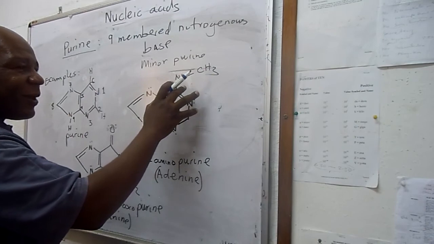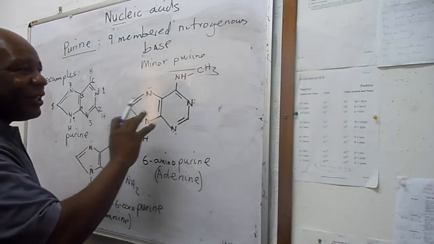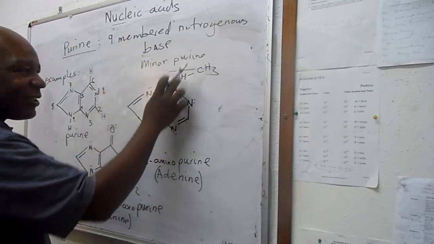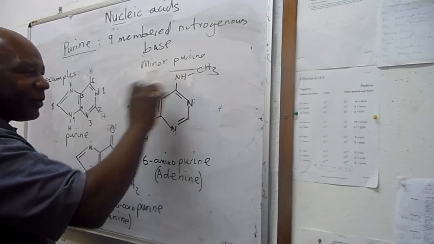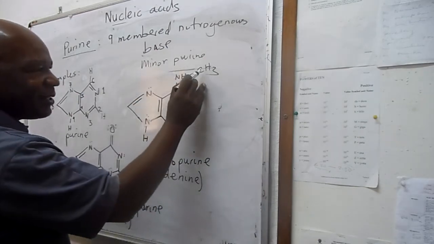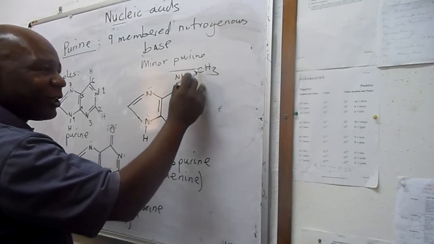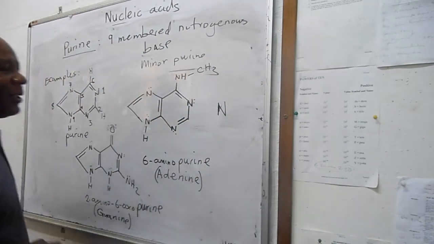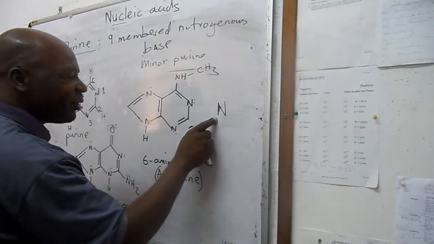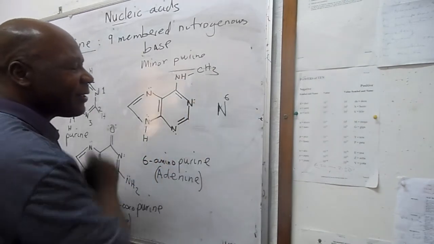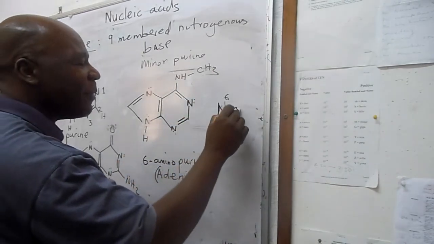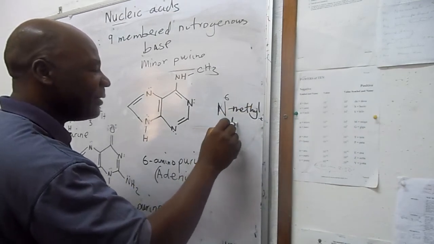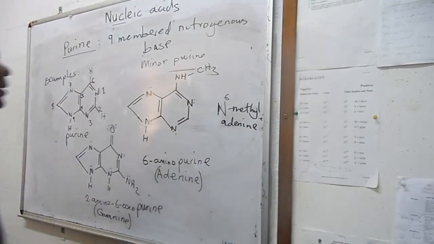To name a modified base in which the modification is on the atom or element that is outside the ring, this is an exocyclic atom, then we need to state where it is connected. Where is this modification connected? It is connected at nitrogen. At what position is this nitrogen? It is at position number 6. Then we'll say methyl adenine. That's one example.